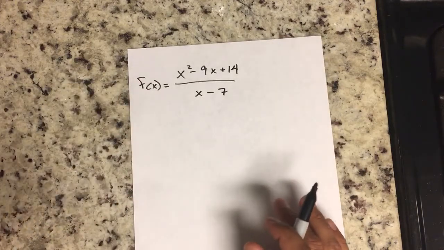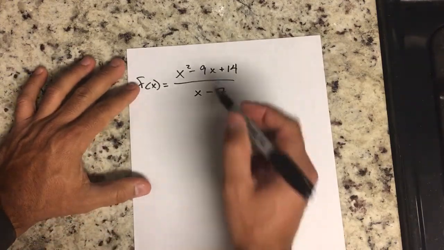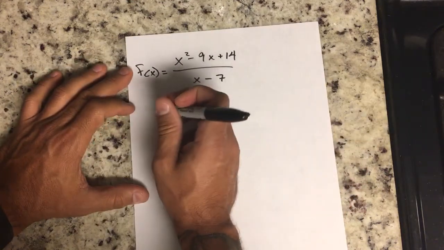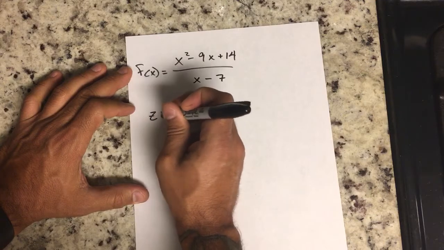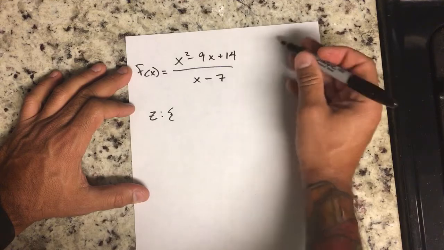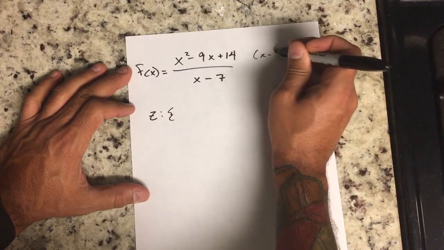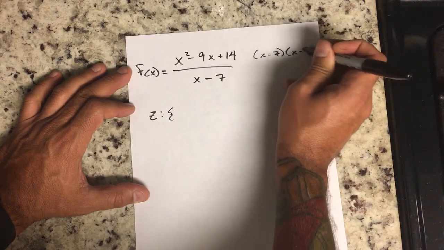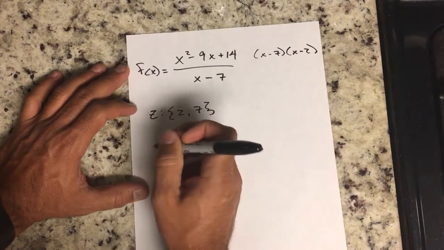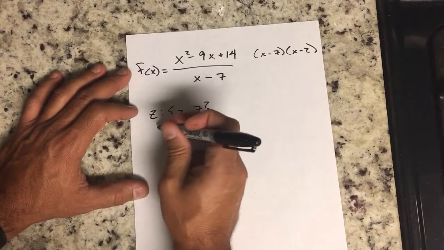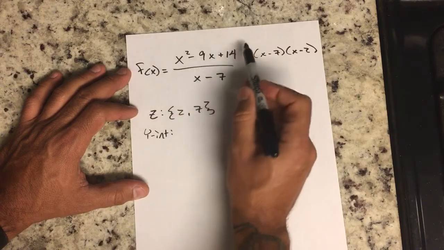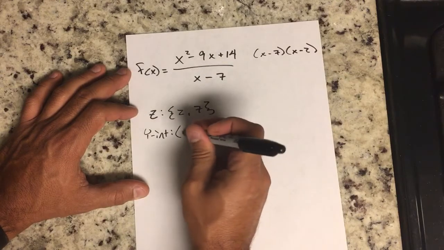Okay, so, yeah, I do like that. Okay, so, zeros. What makes my top equal to 0? Well, if I factor it out, I'm going to have 2 and 7. Y-intercept. If I put a 0 in, I get 14 over negative 7, which is negative 2.